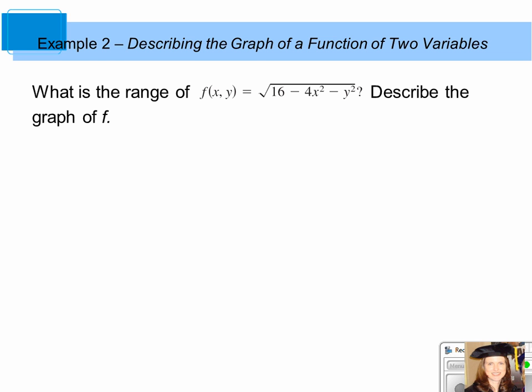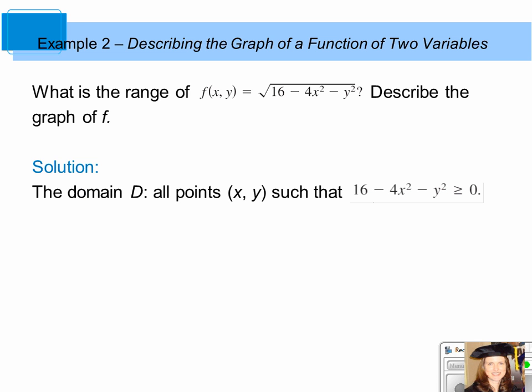Let's find the range of f of x y equals the square root of 16 minus 4x squared minus y squared. Now you can think about this in terms of what are all the possible values that you can get out of this function. The smallest that x and y could be is 0. So the largest that this could be is the square root of 16, which is 4. And then when you're talking about square roots, if 4x squared minus y squared was equal to 16, you would get the square root of 0. So we're going to be looking at a range somewhere between 0 and the square root of 16.